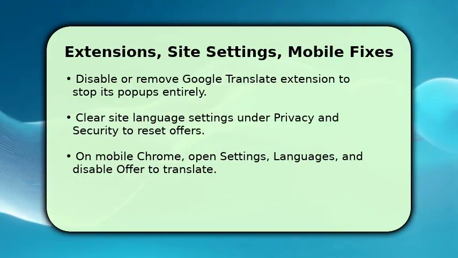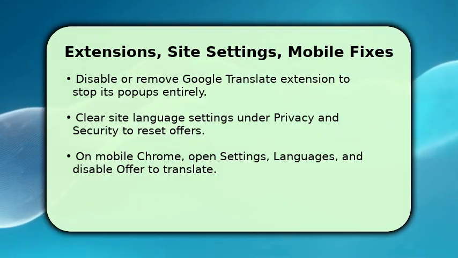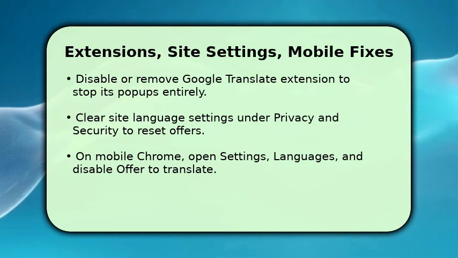On Android or iPhone, open Chrome Settings, go to Languages, and toggle off Offer to translate pages. Restart Chrome after changes to ensure settings apply correctly across tabs and sites. These steps remove both.